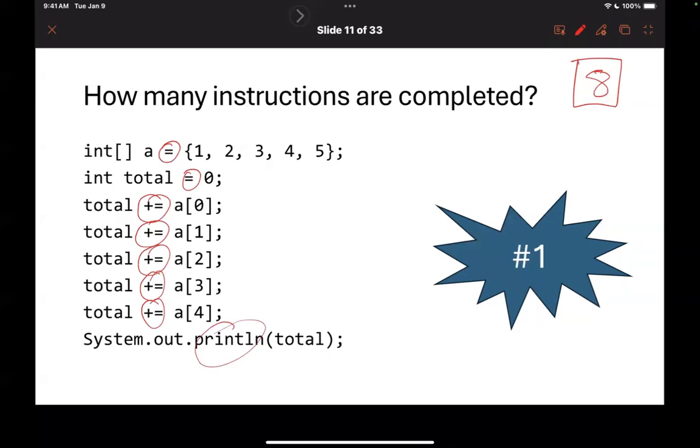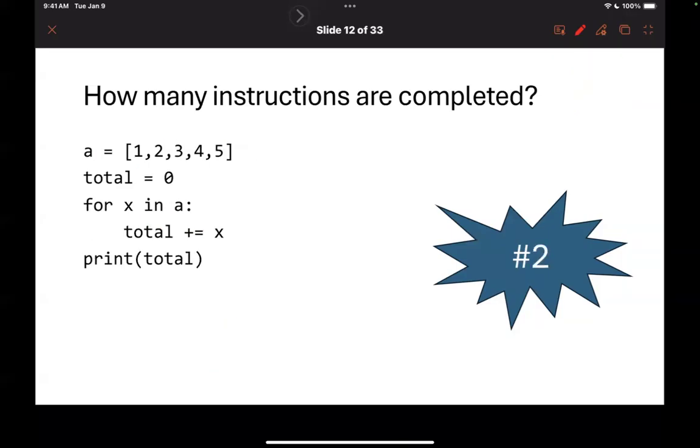All right, number 2. Let me start my timer. I'll give you 30 seconds again.